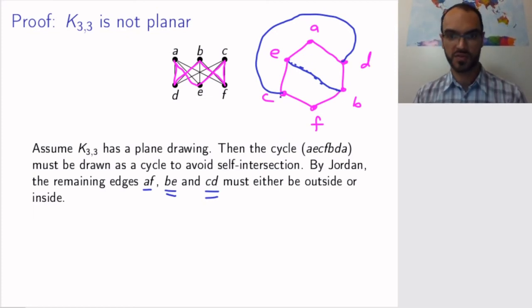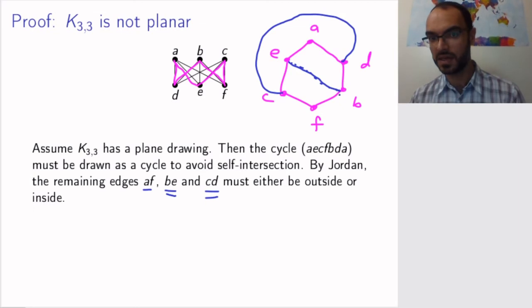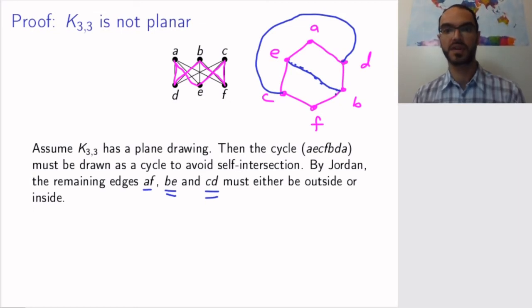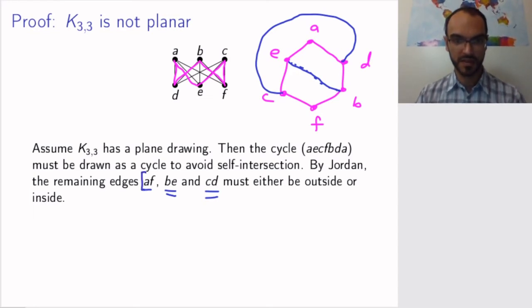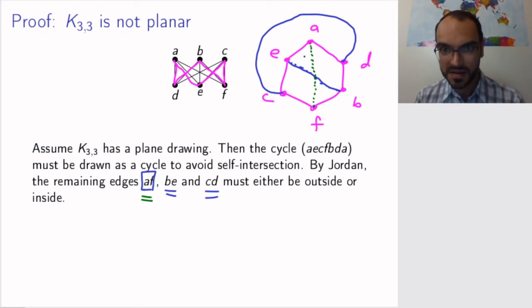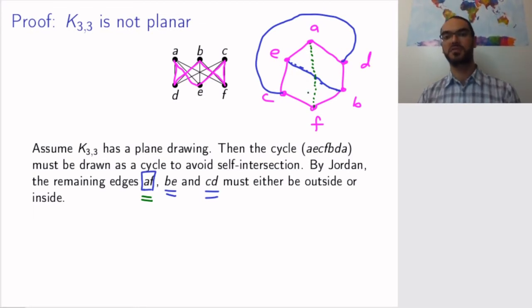If you choose to draw CD on the inside and BE on the outside, that will work as well to lead to the same result. And the result is that now I still have my edge AF that I need to draw somewhere. So if I draw AF on the inside, well, it has to cross, it starts in this bounded region and it ends in a different bounded region. So by the Jordan theorem, it has to cross the boundary somewhere. And likewise, if I draw it on the outside.